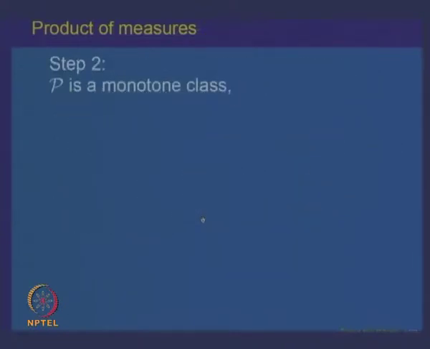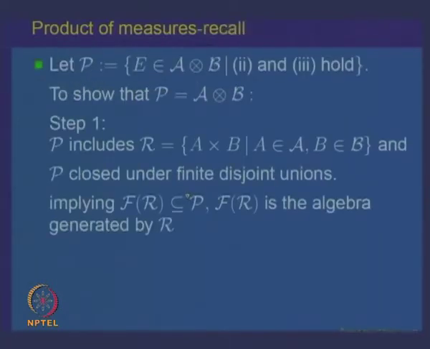In the second step, we wanted to prove that this class P is a monotone class, and the reason for that is the following. It is difficult to show that P is a sigma algebra, because if we could show directly that P is a sigma algebra that includes the algebra generated by rectangles, then it will include the sigma algebra generated by it. That direct route is not possible.